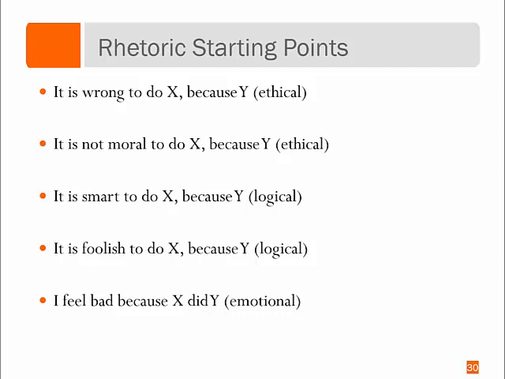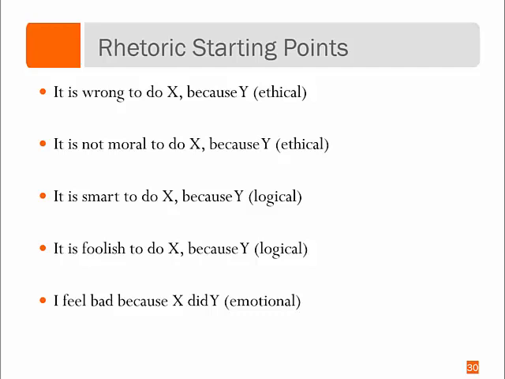Next example, it is smart to do X because of Y. So this suggests a logical or smart path of reasoning or a path of action that we should do something because it's smart to do so. As well, with the logical rhetorical argument, we can head in the other direction. It is foolish to do X because of Y.